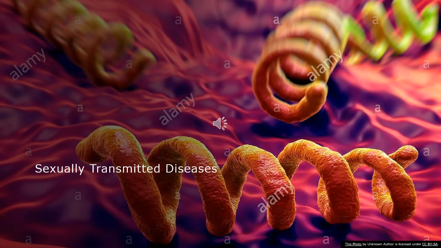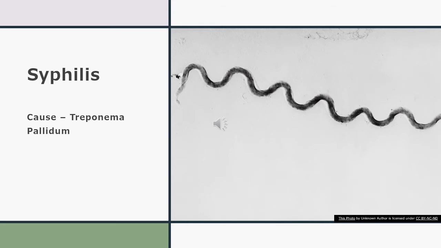Sexually transmitted diseases. We'll start with syphilis. Syphilis is caused by a bacteria called Treponema pallidum. It is a spirochete. It has a spiral shape as shown in the image. This is a microscopic image of Treponema pallidum, which causes syphilis.